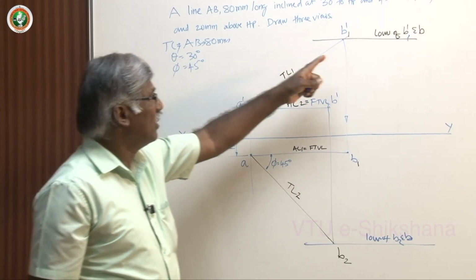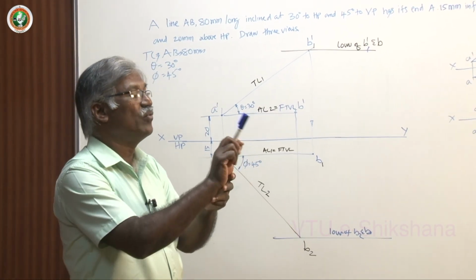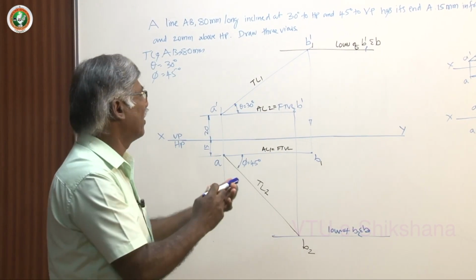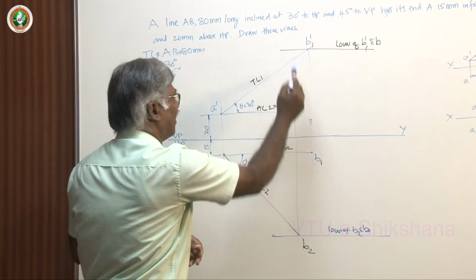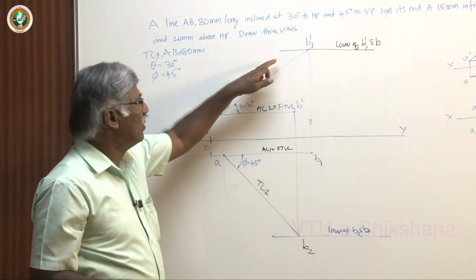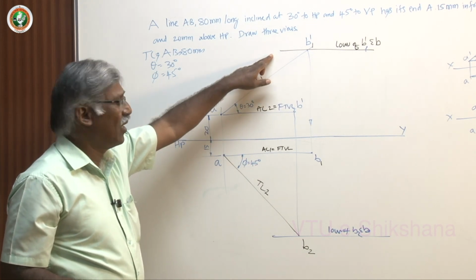Suppose that you get B somewhere here. As I told you earlier, this will move and then take the position of the particular height. That height remains constant. Somewhere you will get B dash. Now, where exactly will you get the final B dash? How to know?